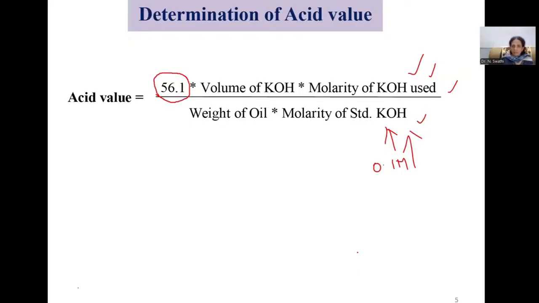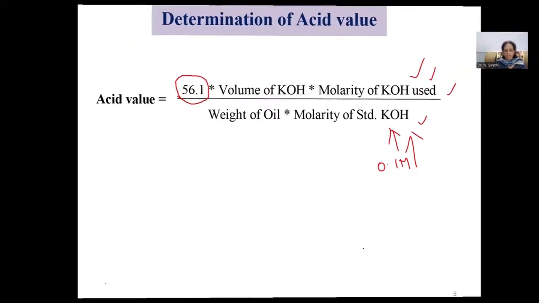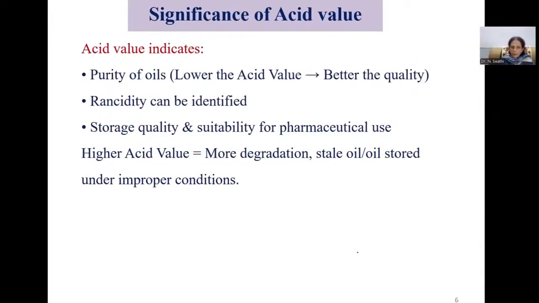Now that we have learned the definition of acid value and how we can determine it, let us try to understand its significance. Acid value indicates the purity of the oil, because the lower the acid value, the better the quality of fats or oil. Any deviation in the acid value indicates rancidity. So in that way, rancidity of the given sample can be identified by determining the acid value. And also the storage quality of the sample and its suitability for pharmaceutical use can be determined by its acid value, because the higher the value, the more the degradation.